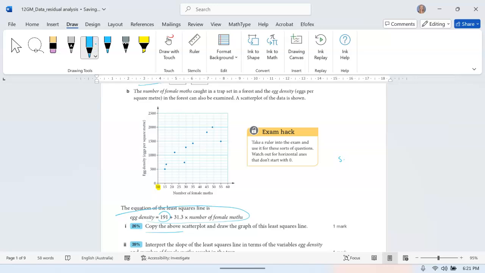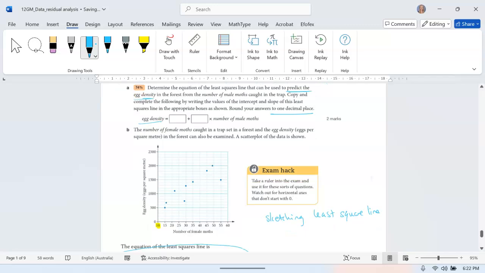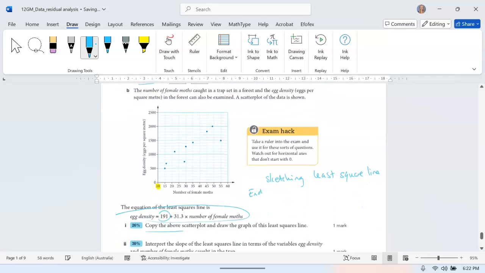So when sketching least squares lines, this is very important to put into your notes. We need an end point, or we need two endpoints. So let's do start point and end point. Now, when people are marking your exams or your SACs, they're the 2 points they're going to look for.